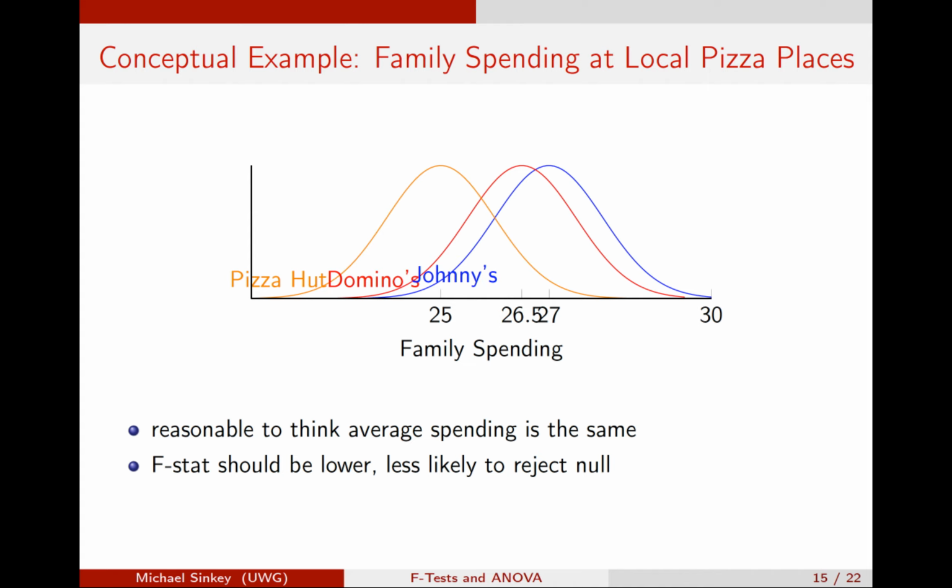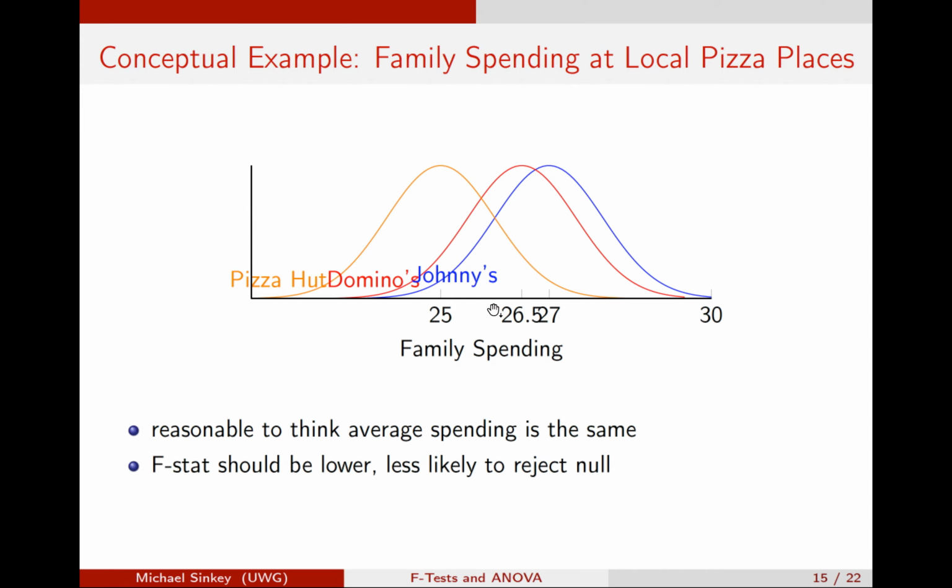Okay, so conceptually, let me give you an example of this. Let's look at family spending at local pizza places. And we have 3 bell curves that are of similar width. The orange one corresponds to Pizza Hut, the red one corresponds to Domino's, and the blue one corresponds to Johnny's over by Walmart. And you can see that the means are different. Pizza Hut's mean is 25, Domino's is 26.5, Johnny's is 27, but you also see that right in this area here, the blue, the red, and the orange have a lot of overlap.